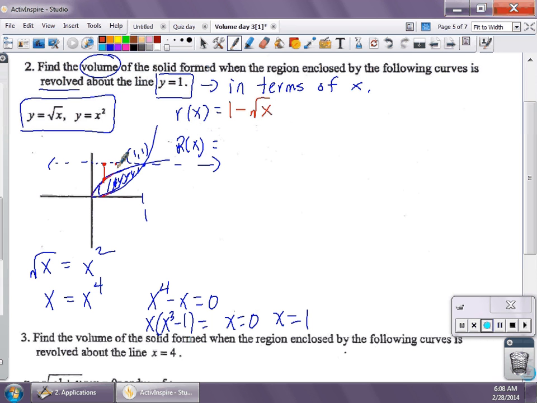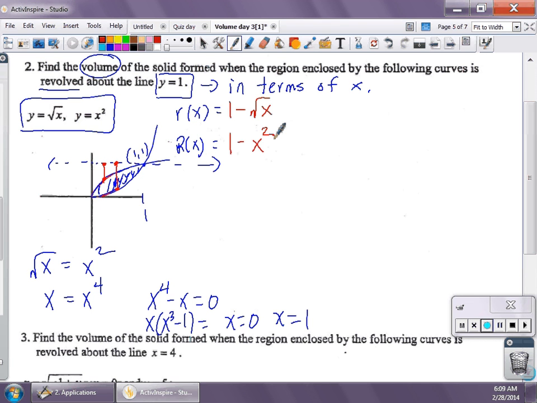Big R travels from the axis of revolution to the outer curve. To find the length of that radius, you subtract the endpoints. So the top endpoint is hitting 1. The lower endpoint, or the bottom endpoint, is hitting x squared. So it's top minus bottom. That's our big R and our little r.